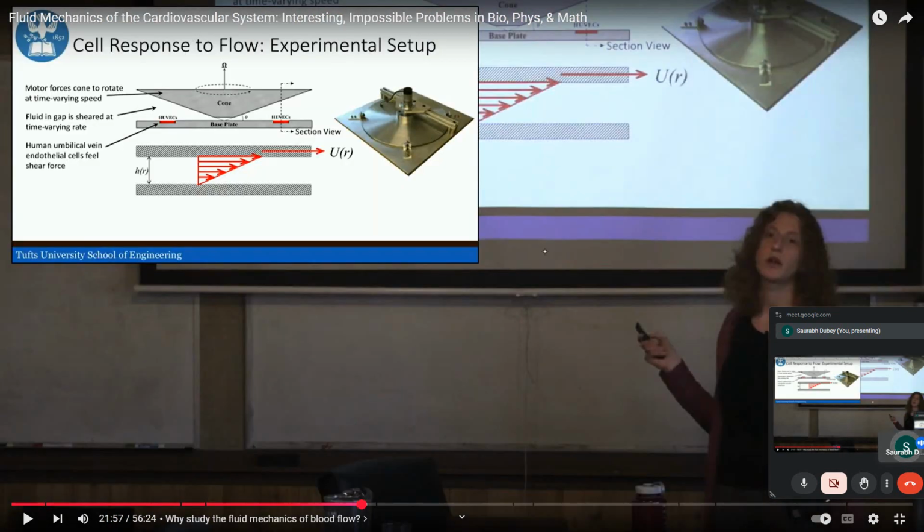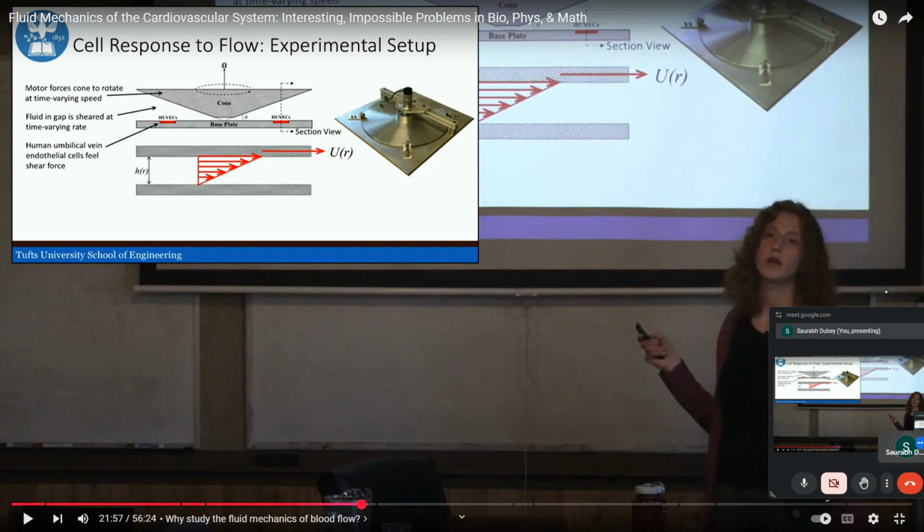So now there is this cell response to the flow. There was this experimental setup. You see, there is the cone, there is the base plate, and these HUVECs are there. So a motor forces the cone to rotate at a time-varying speed, right? And then the fluid in the gap is sheared at a time-varying rate. Then human umbilical vein endothelial cells feel shear force, and that was the diagram that we were actually looking at.